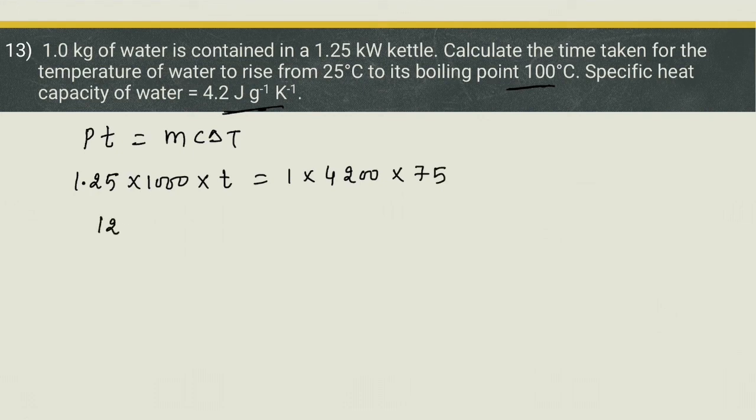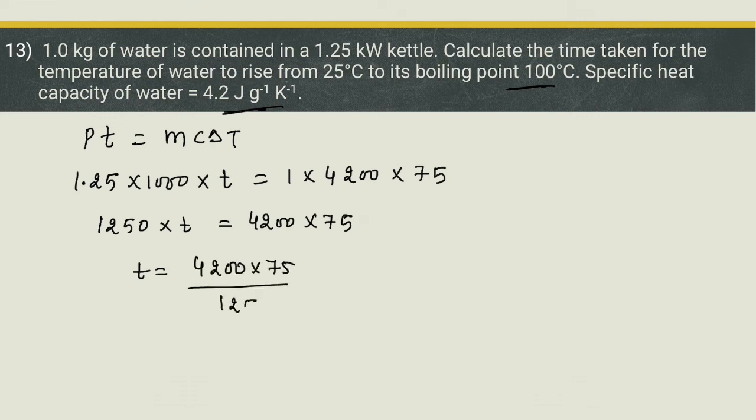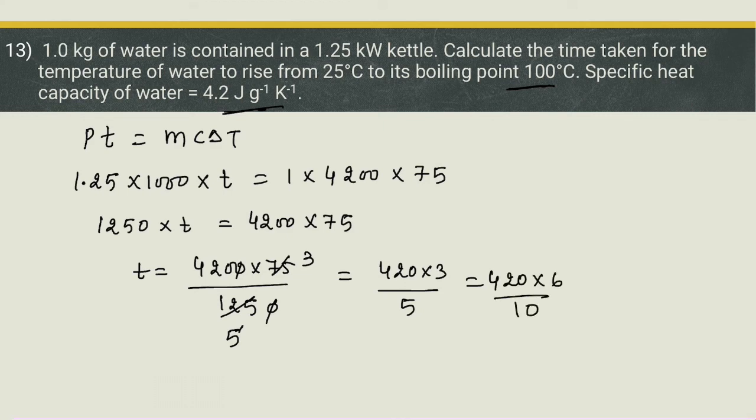So the left side is 1250, right? 1.25 into 1000 will give us 1250 into t is equal to 4200 into 75. So t is equal to 4200 into 75 upon 1250. 25 5s are 125, 25 3s are 75. So this is 420 into 3 divided by 5. That is, we can say 420 into 6 divided by 10.